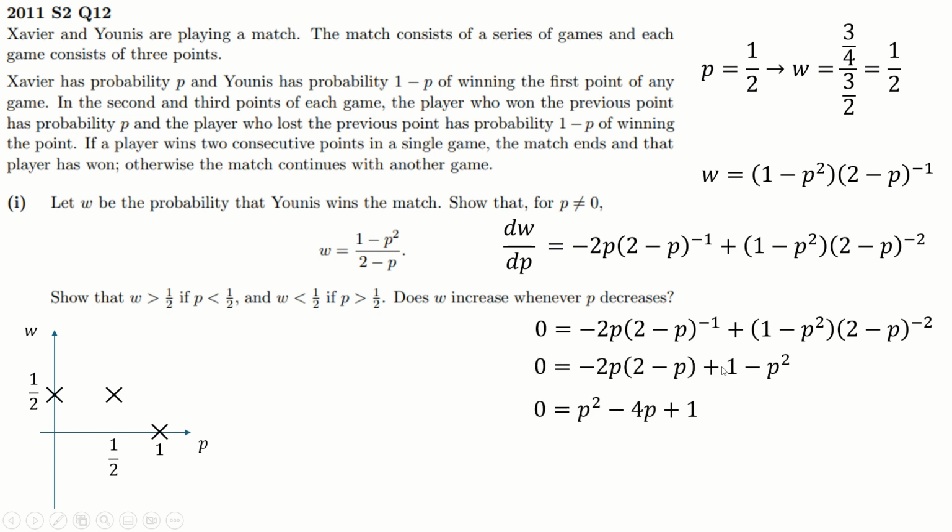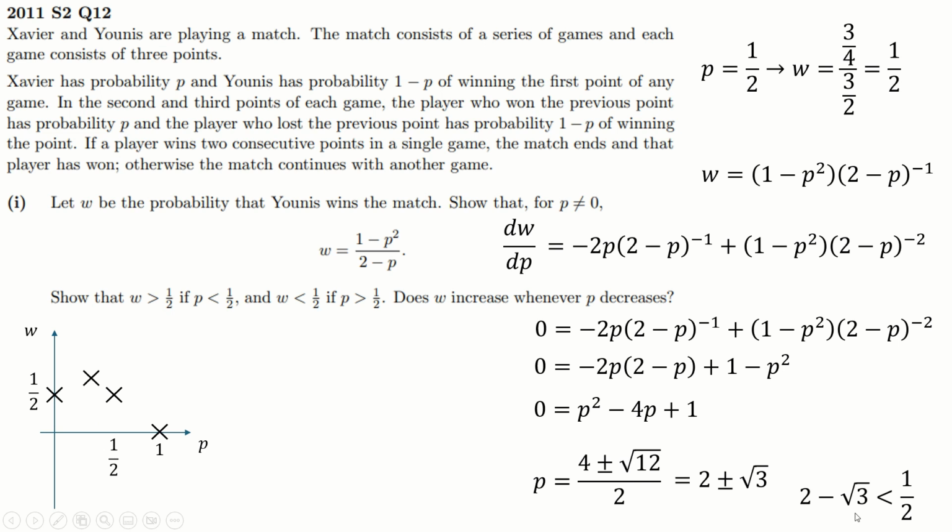Expand out, and that has roots via the quadratic formula. Here, root 12 is 2 root 3, so that will cancel a little bit. Now, 2 plus root 3 is clearly not relevant, because p can only go up to 1 if it's a probability. So 2 minus root 3: I happen to know root 3 is about 1.7, so I know this is going to be about 0.3, so I can safely put it in here.